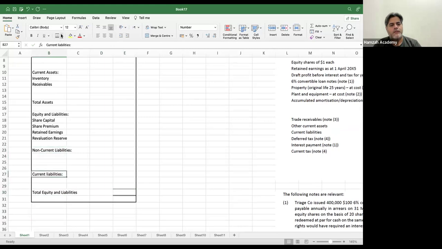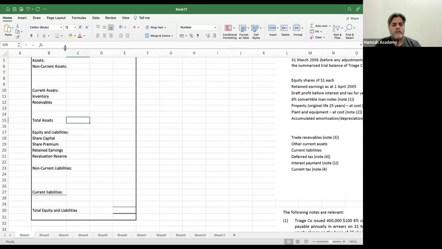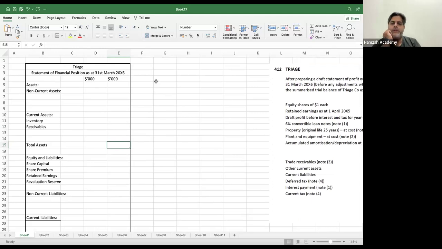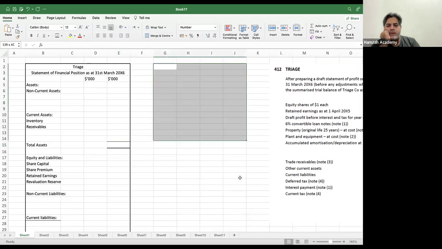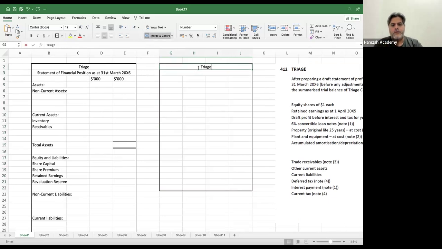Some cosmetic formatting of the underlining: here, here, here, here, here, and here. For total assets, we are going to have this double line. With this, let's have one over here scheduled. This is going to be more than enough. Here we go. This is Triage.